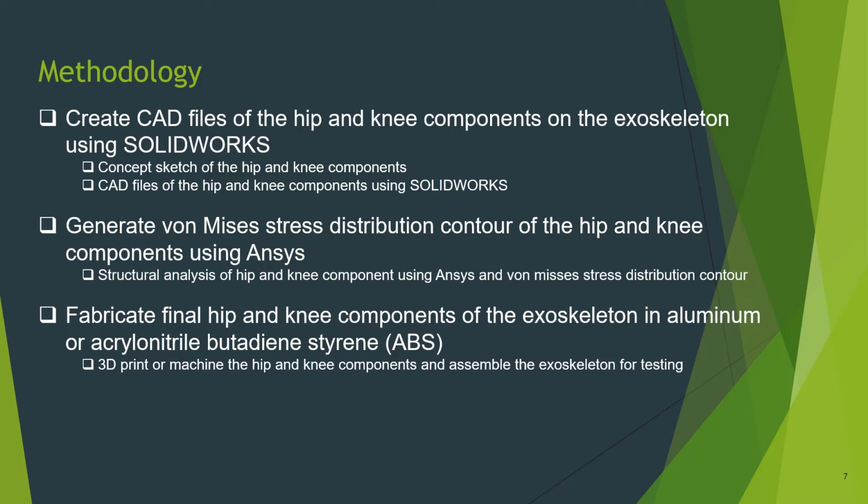For the methodology section, CAD files of the hip and knee components will be created using SolidWorks. Structural analysis will be performed to generate the von Mises stress distribution contour of the hip and knee components. The final hip and knee components of the exoskeleton will be fabricated by 3D printing or by machining.